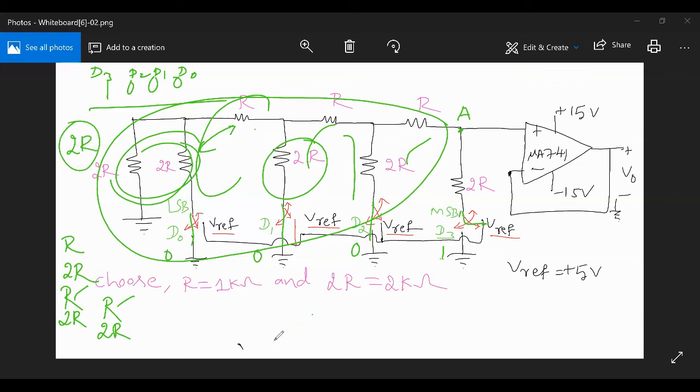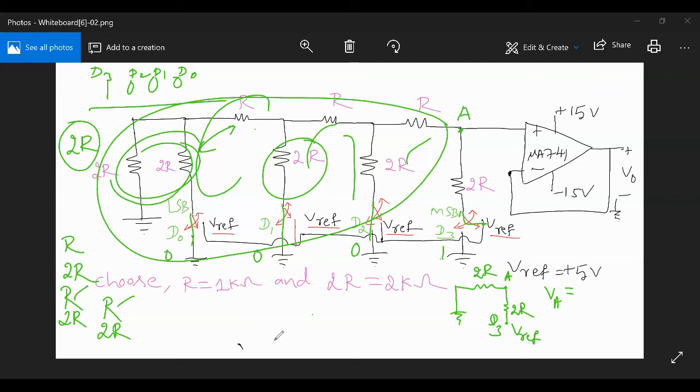Okay. Now this 2R is connected to ground here. Here node A is there. Now here 2R is there. So D3 is connected to V reference. And anyway, let us find out the voltage here. Let us call the voltage VA. The voltage at node A is VA.